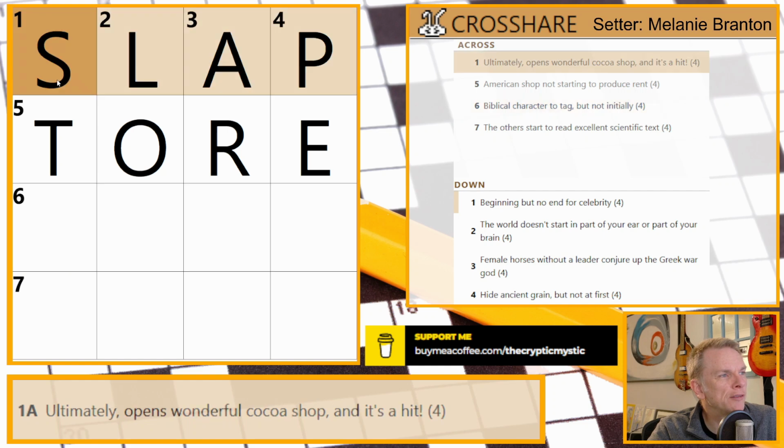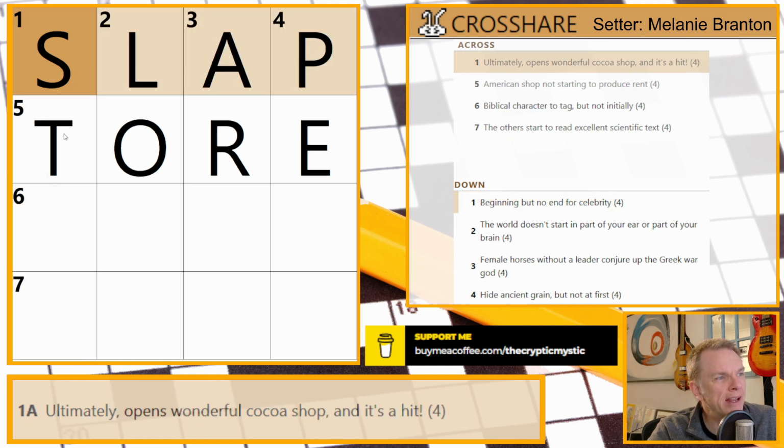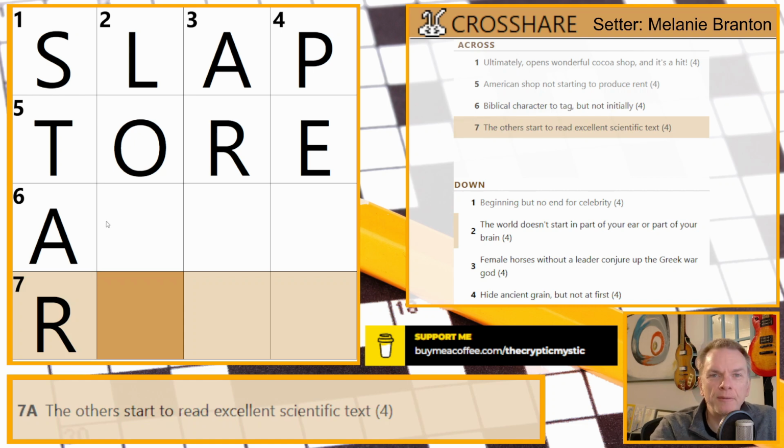Let's do one down. Beginning but no end for celebrity. So what's the wordplay going on here? The wordplay is no end. And for is usually a link word. Everything after the for is normally the definition. So we're looking for a word that means celebrity here. Which means the wordplay is beginning but no end. So I think we're looking for a word that means beginning, but we're taking the last letter off. So a word for beginning could be start. Take off a last letter, and we have star. See that?